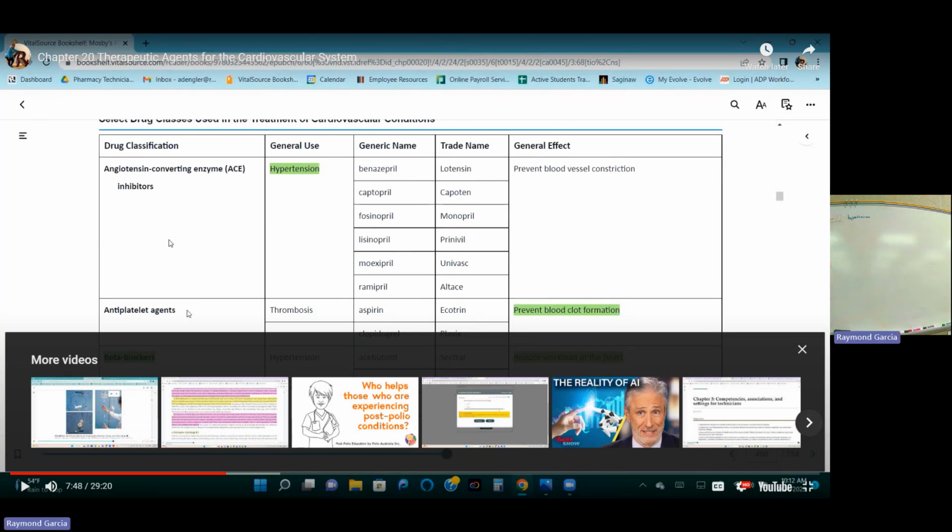They end in pril. So you have benazepril, captopril, and these are all generic names. Fosinopril, lisinopril, which you'll see a lot of. Moexipril and ramipril, you'll see a lot of. So again, ACE inhibitors and then pril. Make it easy for you to remember that and understand which different medications fall under that. So drug class, ACE inhibitors, and the generic names, understand those. And don't forget about the brand names. These are all the brand names as well. So they prevent blood vessel constriction, hypertension.